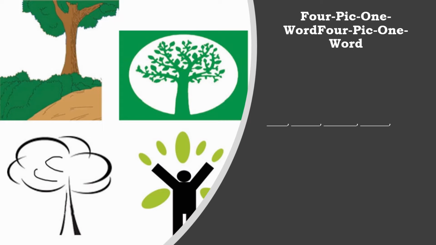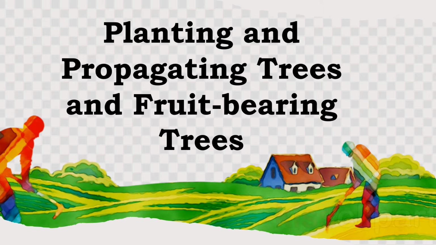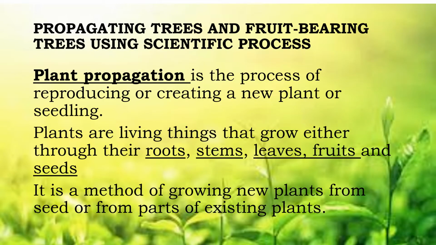This is a four-pics-one-word. So what do you think is the word in this four-pics-one-word? Anyone who can guess? Correct. This word is tree. And that is what we are going to talk about this morning: planting and propagating trees and fruit-bearing trees, propagating trees and fruit-bearing trees using scientific processes.